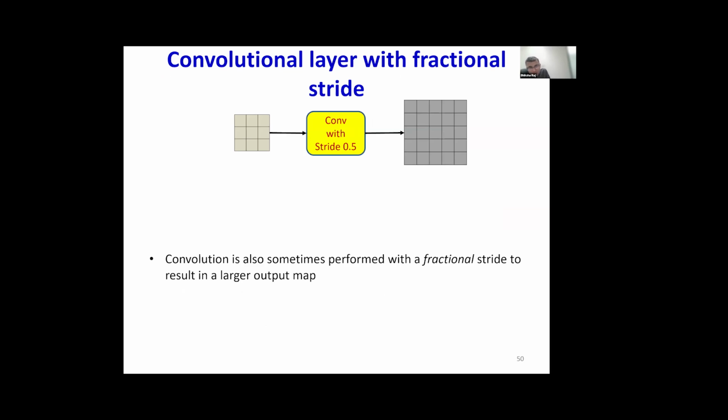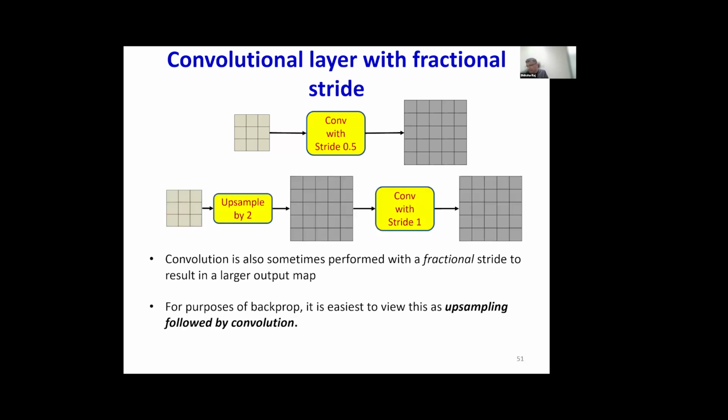Now, convolution layer with a fractional stride. This was when you increased the size of the map, right? This is also part of your PyTorch toolkit, I think. How would you modify backpropagation rules to perform backpropagation through a convolution with a fractional stride? Anyone? Yeah. It's going to be upsampling followed by convolution, correct? It's not convolution followed by upsampling. This is going to be upsampling followed by convolution.